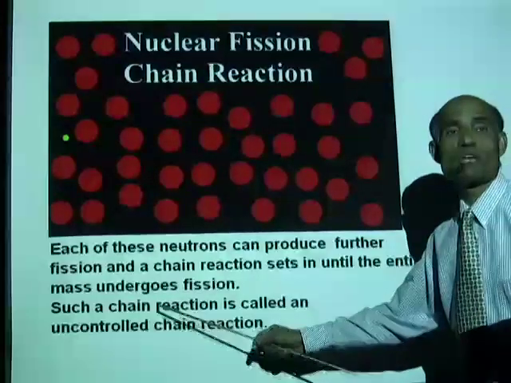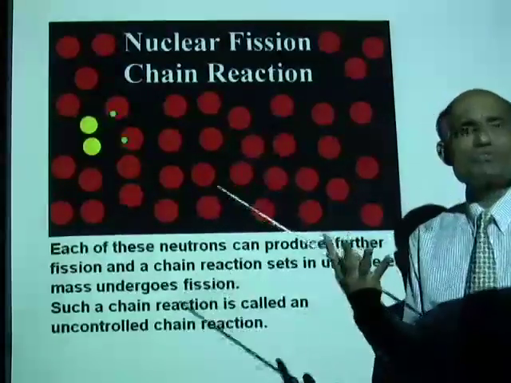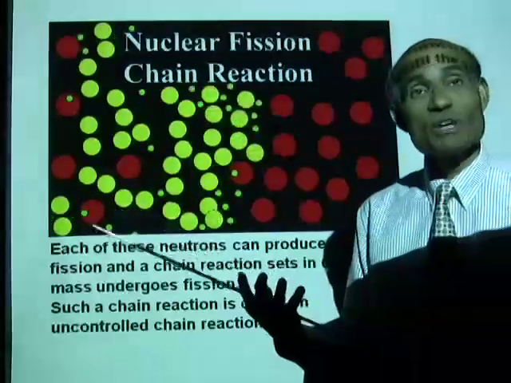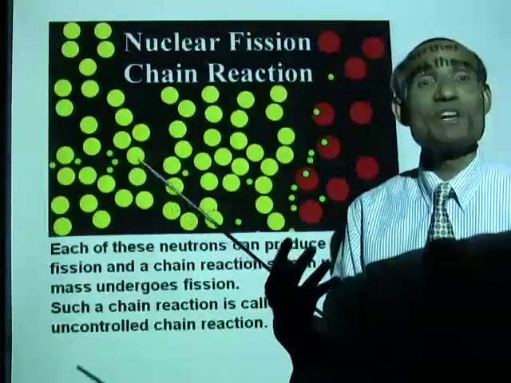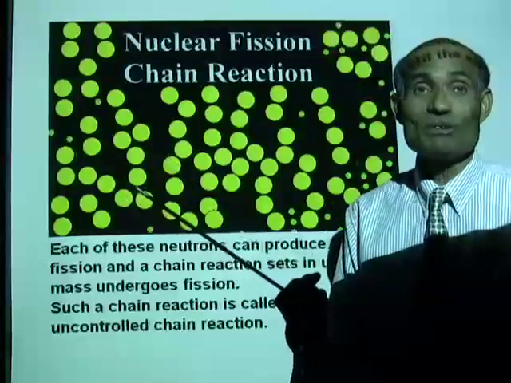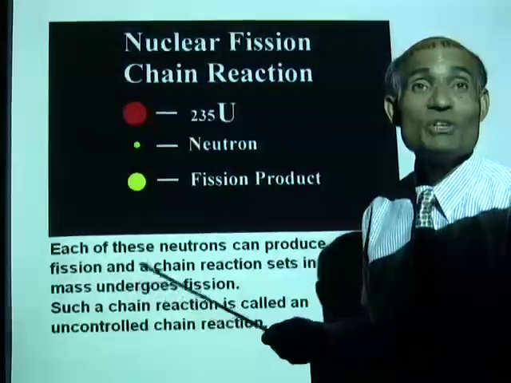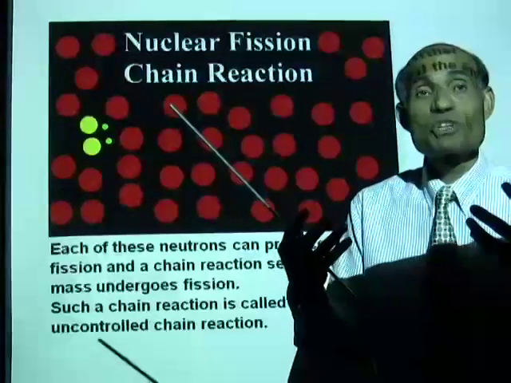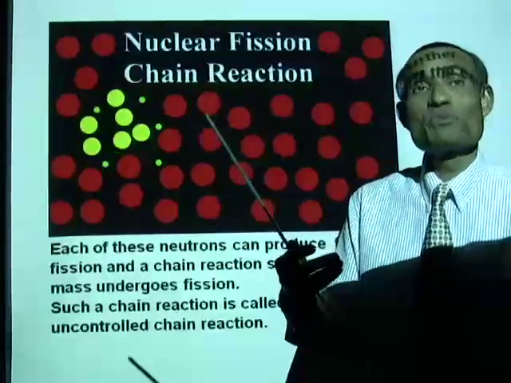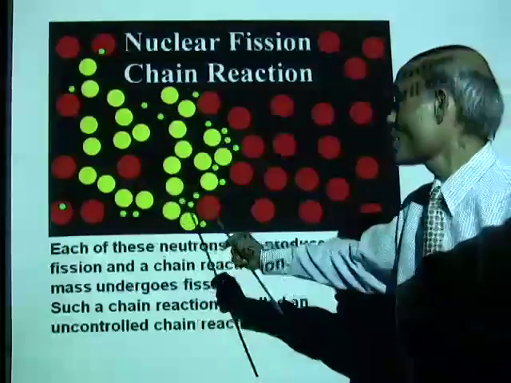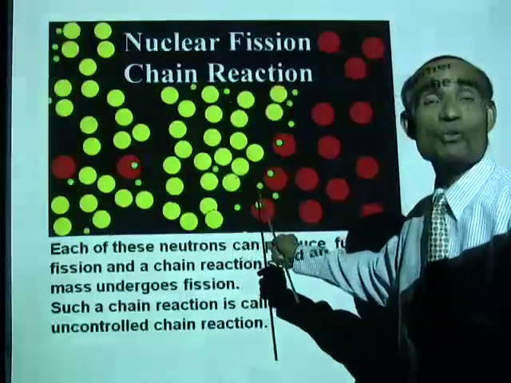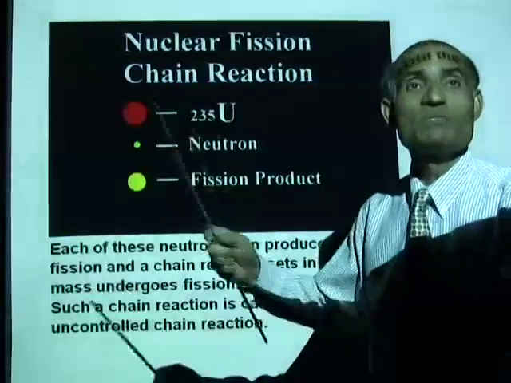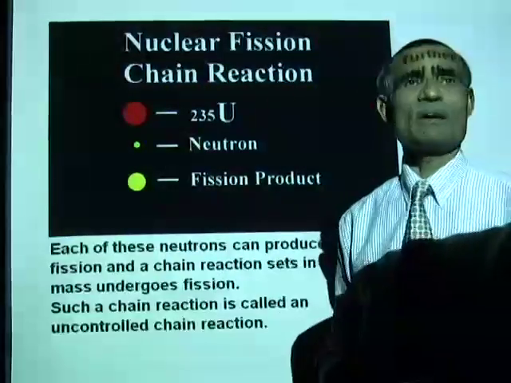Such a chain reaction is called an uncontrolled chain reaction. An uncontrolled chain reaction is what we use in the construction of a bomb. But if you want to harness nuclear energy and use it for producing electricity or any other peaceful purposes, then we cannot allow this uncontrolled reaction to take place. We must control it by some means. We will talk about that briefly as we move on.